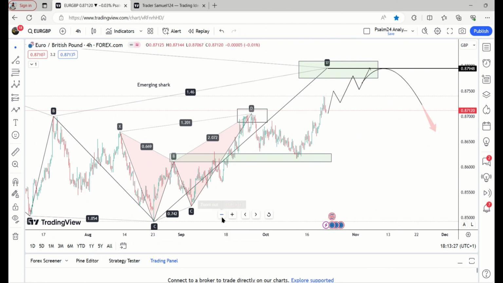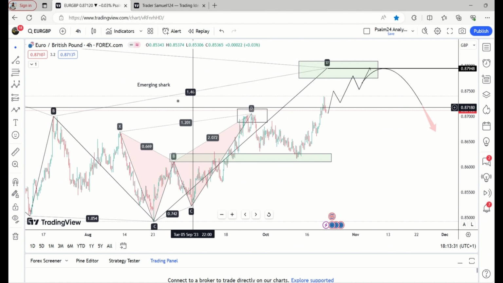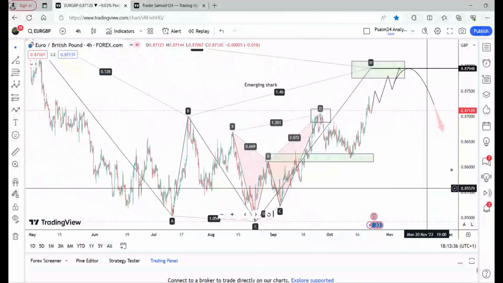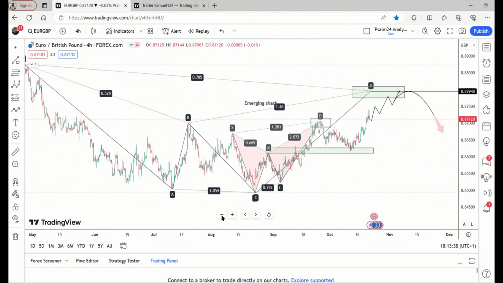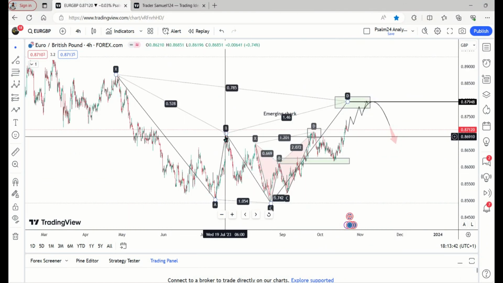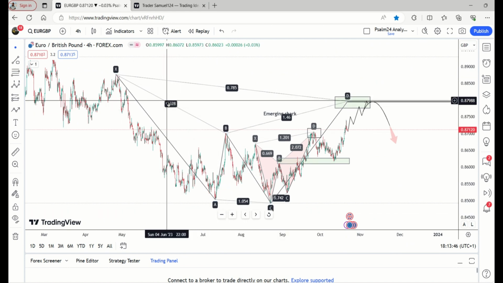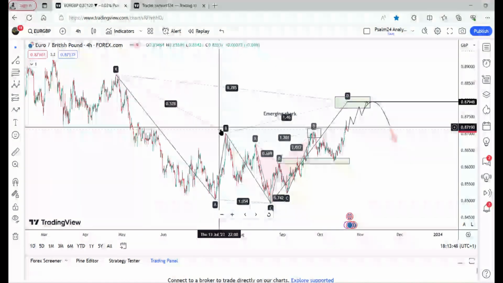And when that happens, it forms a pattern which is called emerging. That's a shark pattern, but it is still emerging. It is still in a phase of forming. So what you need to learn is the ratios where the reversal will take place. Once these ratios are confirmed, these are the ratios that you will use to identify your patterns.